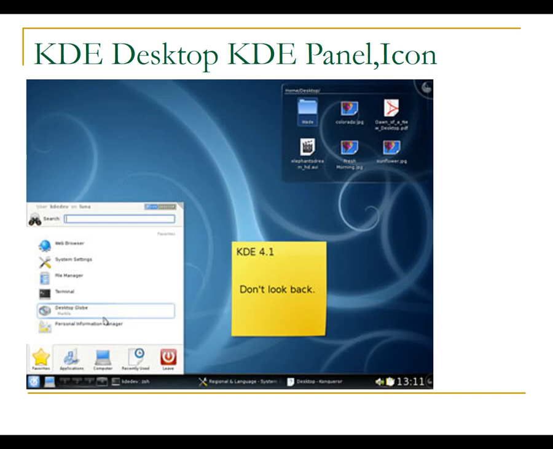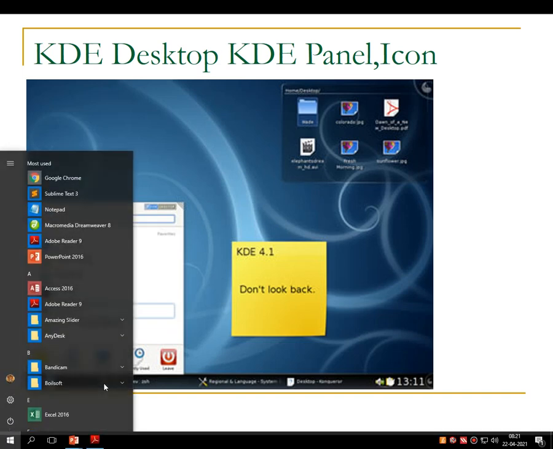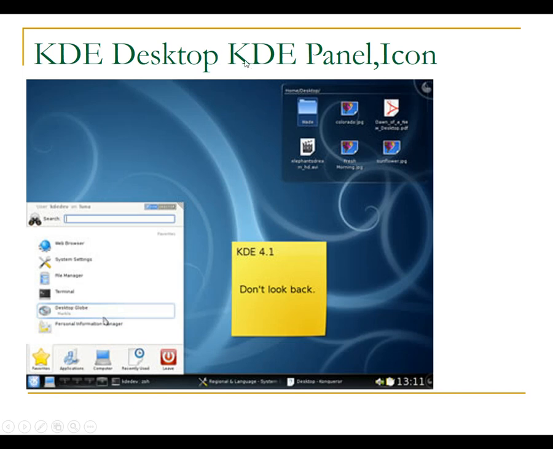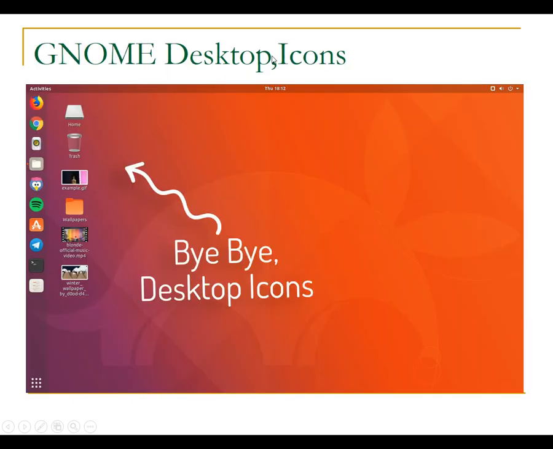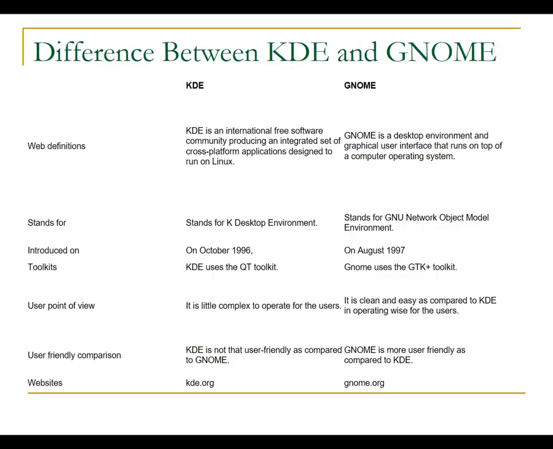One more pictorial representation of the KDE panel is displayed here, where you will find a Windows-like facility. Suppose we press the Windows button on the keyboard, it displays a pop-up window. If we want a similar pop-up window in Linux, it is possible using the KDE panel. This gives an easy idea of the KDE desktop as well as the GNOME desktop. The screen you are observing right now is the screen of the Ubuntu operating system.